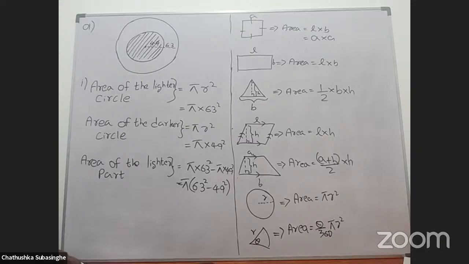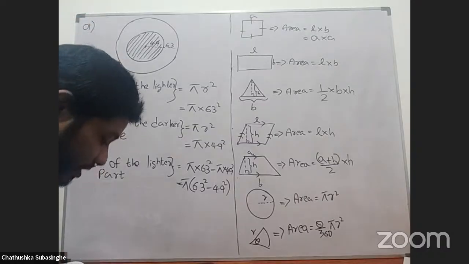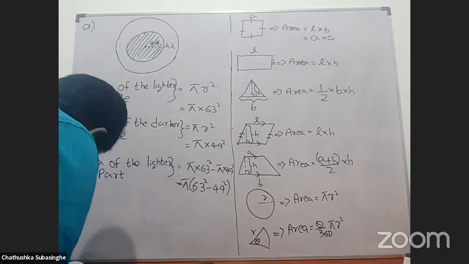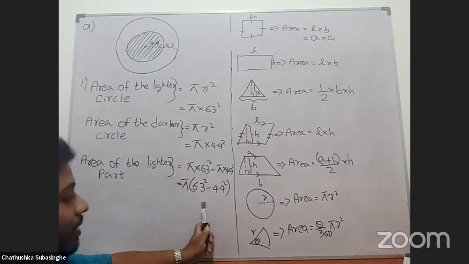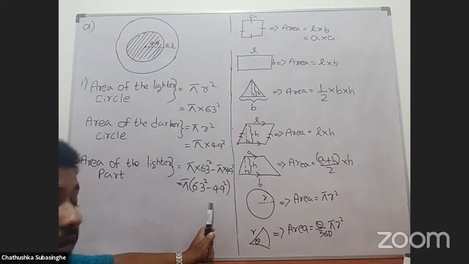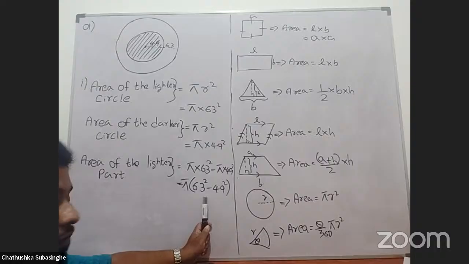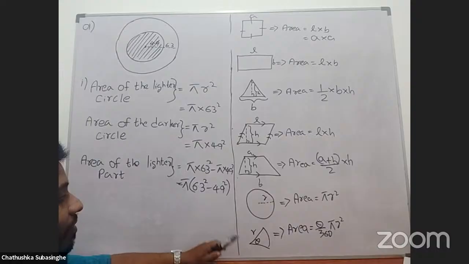Now, this is why I finished algebra before we came to these measurements. Here we have to use factorization. I taught you this, I think the week before last. Last week we did statistics, and before that I did algebra. So here we can factorize this. This is a difference of two squares: 63 squared take away 49 squared.